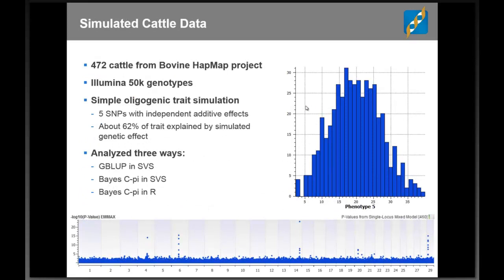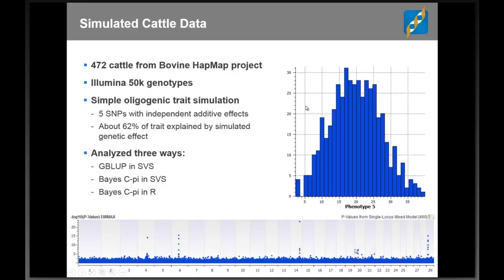So for our first case study, we're going to look at some cattle data. Now, in this simulation, we're using real genotypes. It's based on 472 animals from the Bovine HapMap project, Illumina 50K genotypes, and using a fairly simple trait simulation. There are 5 SNPs simulated to have independent additive effects. You can see down here on the bottom this GWAS result, where we can recognize exactly where those 5 trait loci are. Some have very strong associations, some more moderate.